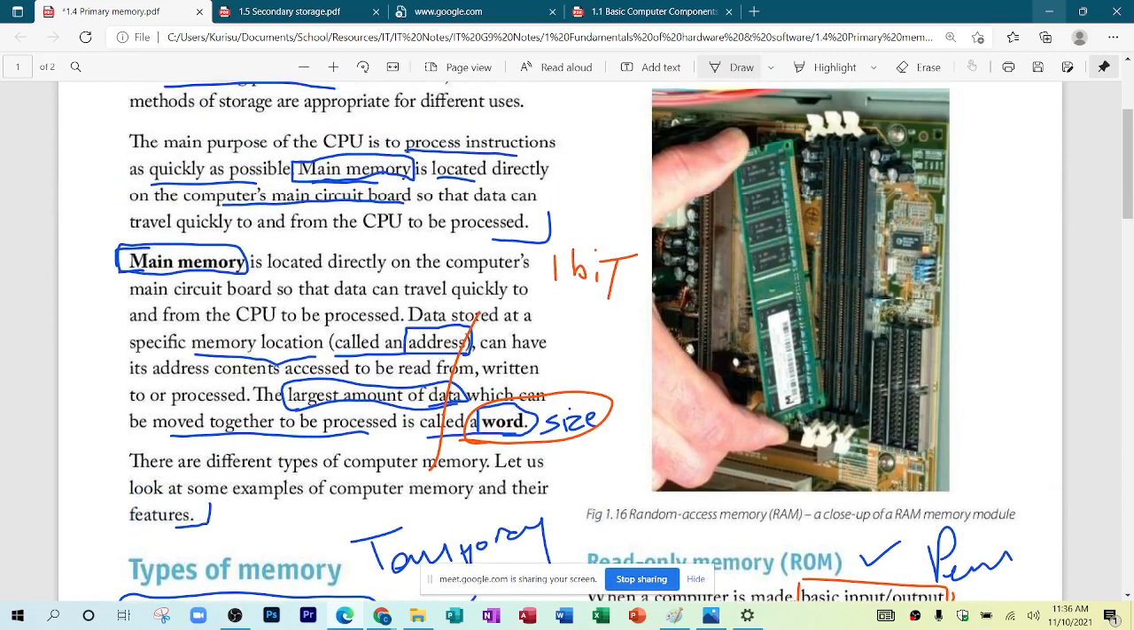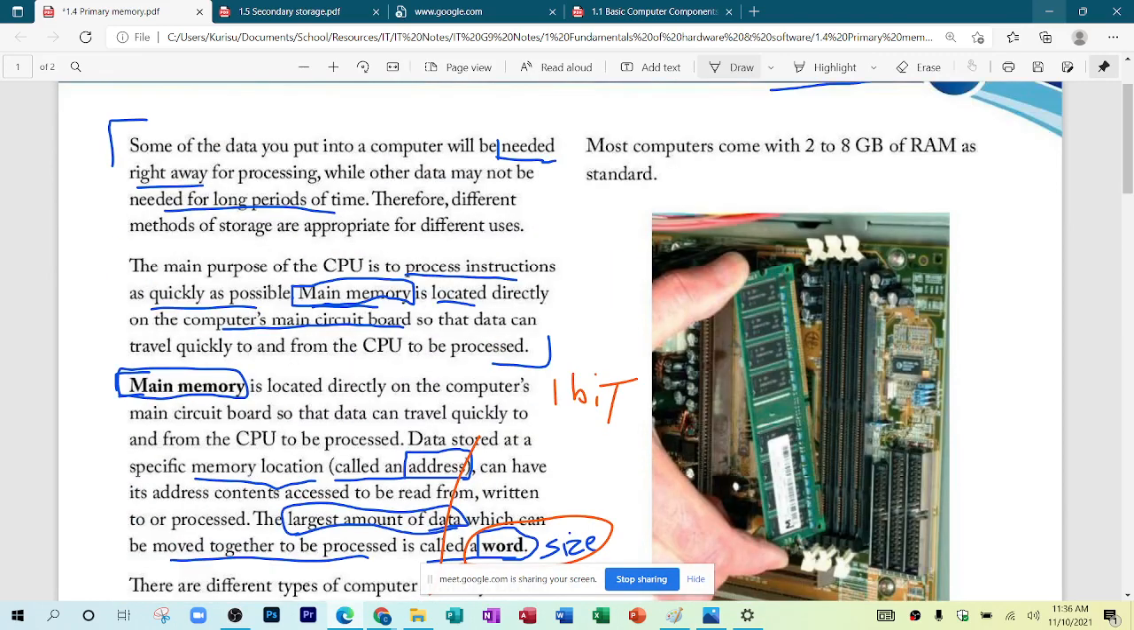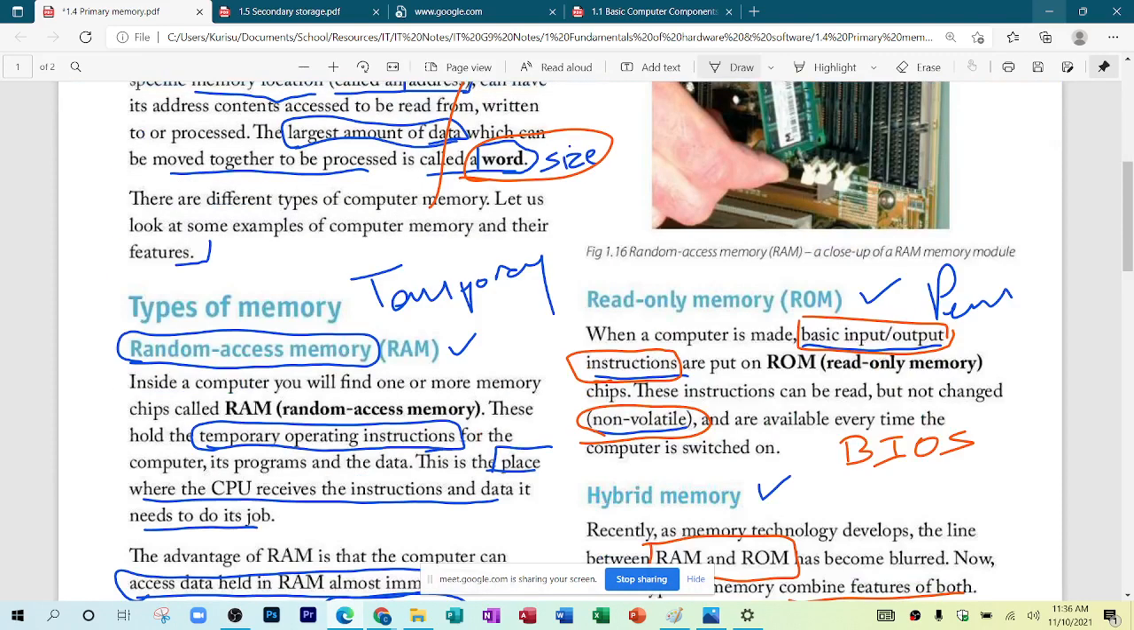And then there's a few terms that you should remember. What is an address? What is a word? What is a word size? And so on. Any questions before we end?